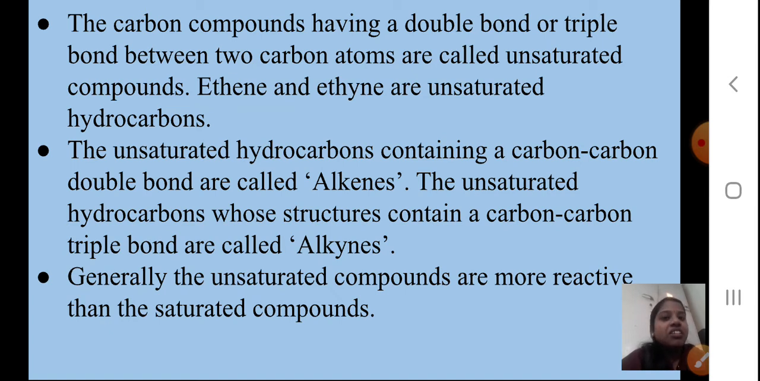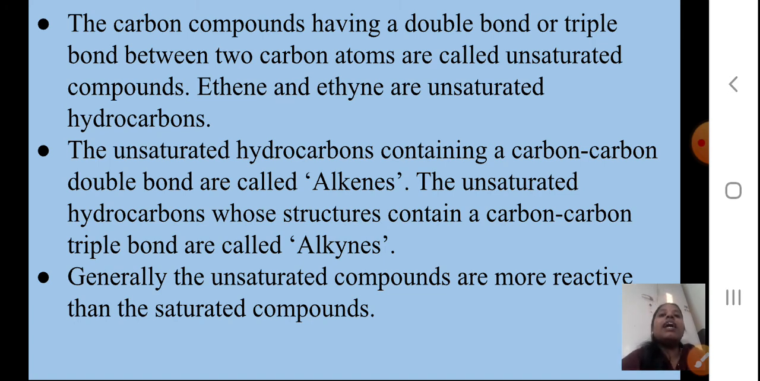So we have studied 3 types: alkanes, alkenes and alkynes. Generally the unsaturated compounds are more reactive than the saturated compounds. So the unsaturated ones, that is the alkenes and alkynes, we can say are more reactive than the alkanes. I hope this part is clear to you.